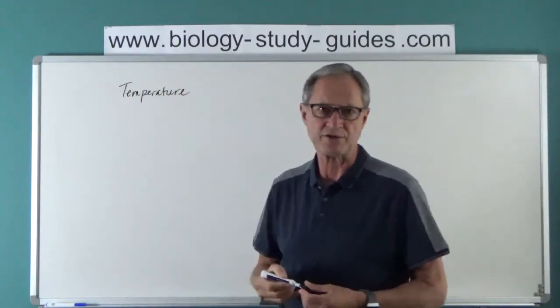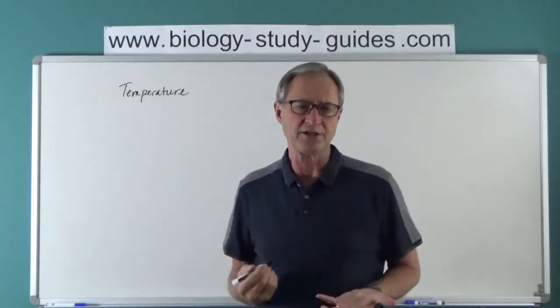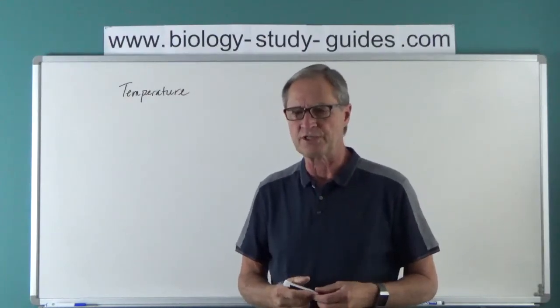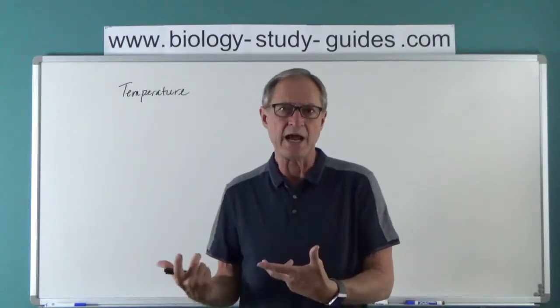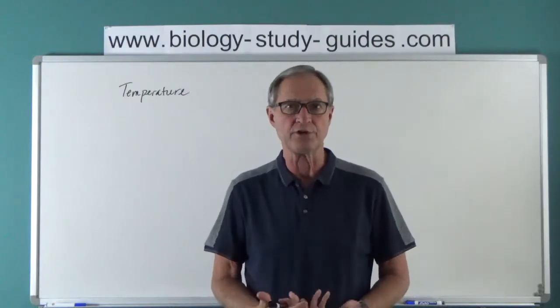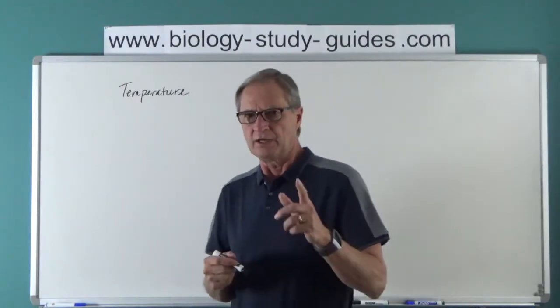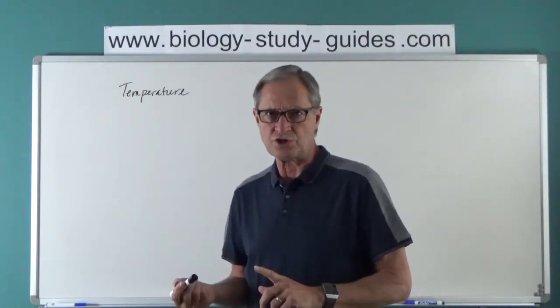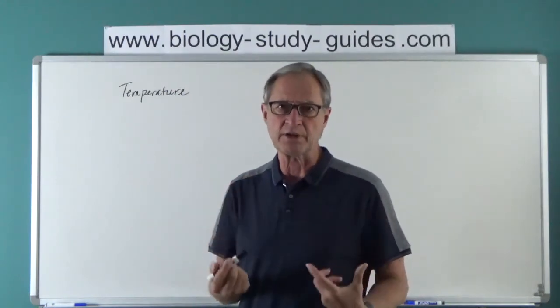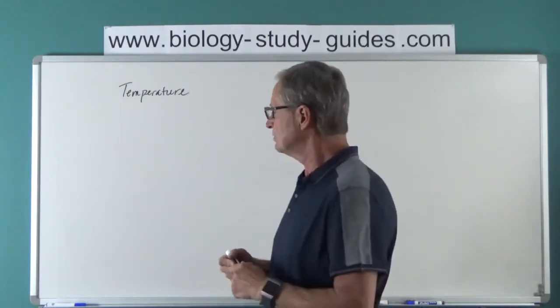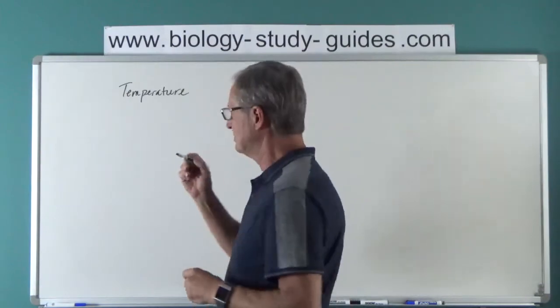Living systems have a certain temperature, like our body temperature is roughly 37 degrees Celsius, and the enzymes that are in our body function really well at 37 degrees Celsius. But if our body temperature changes, that can affect the ability of these enzymes to work. So let's have a look at that particular thing.